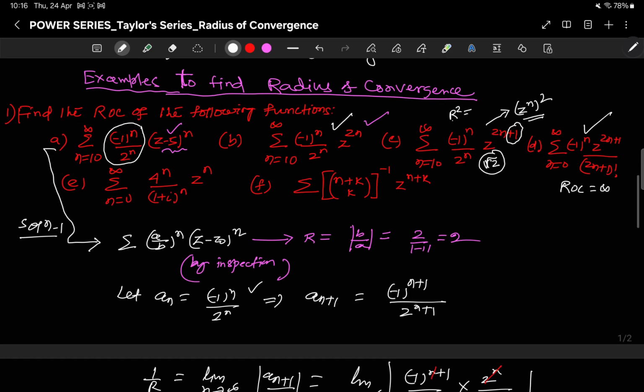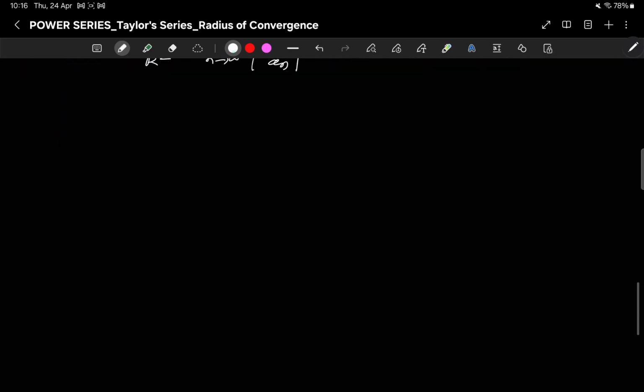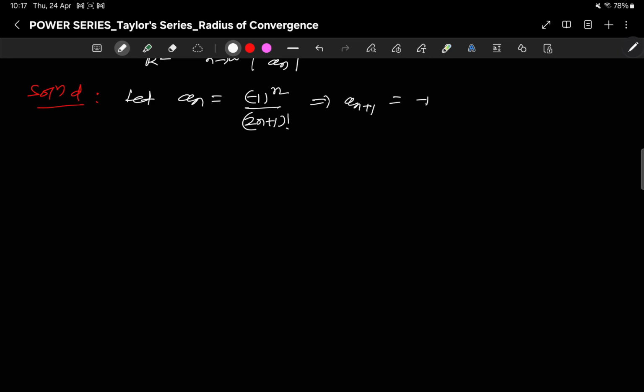Now coming to your D here, so let I can take this my a_n, right? And in view of this power we will take r square, right? So coming to the solution of D, let a_n is equal to (-1)^n by (2n+1) factorial. So that means a_(n+1) is (-1)^(n+1) by (2n+2) whole into (n+1+1), okay, (2n+3) factorial.